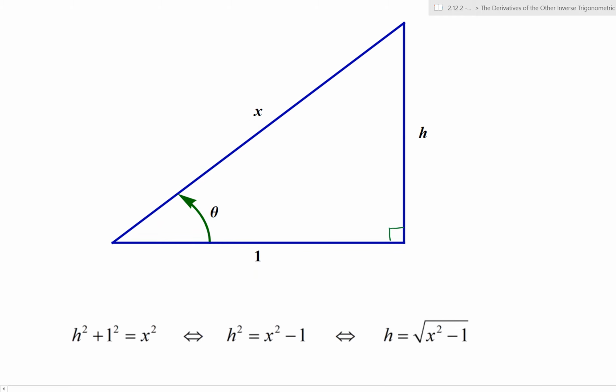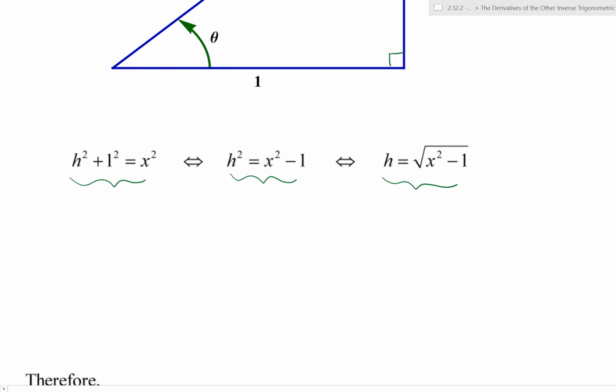By Pythagorean Theorem, we get h squared plus 1 squared is x squared, and thus h squared is x squared minus 1. And then if I solve for h, I get h is the square root of x squared minus 1. Of course, again, assuming in this triangle that the height of the triangle, that opposite side, is a positive value. So now we have all three sides, and we need that because we need to find both the cosine of this theta, but more importantly, we also need to find the tangent of this theta.